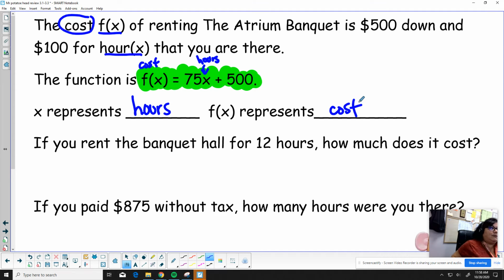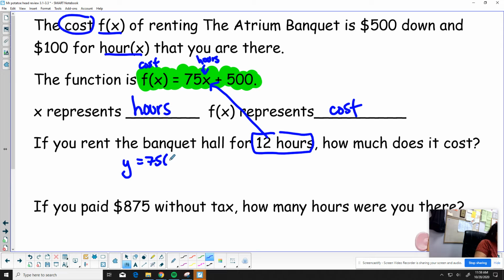And I didn't just make that up. I took it from the words. It says if you rent the banquet hall for 12 hours, see how this is hours also? How much does it cost? So you take the 12 and you put it in right there where it's hours. So I'm going to change this to y. So y equals 75 times 12 plus 500. So my calculator is right here. So 75 times 12 plus 500. So it costs $1,400 to rent this banquet hall for 12 hours.